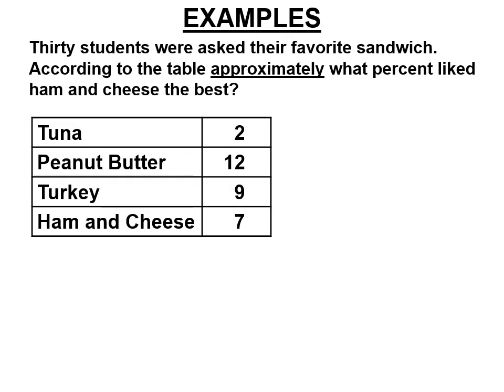So 30 students are asked their favorite sandwich. According to the table, approximately what percent liked ham and cheese the best? So this word approximately right there is a dead giveaway. We're going to get a repeating decimal. So let's see. Ham and cheese is 7. So we're getting 7 out of 30. All right, 30 is on the 3 times table, so making 10, 100, or 1,000 is just not going to work. So it's 7 divided by 30.